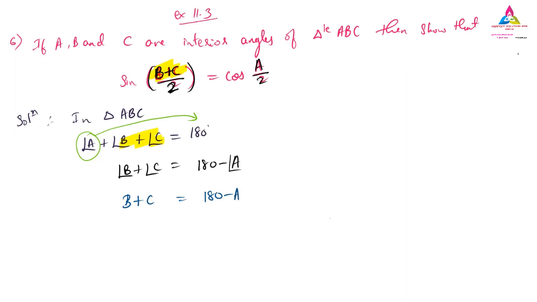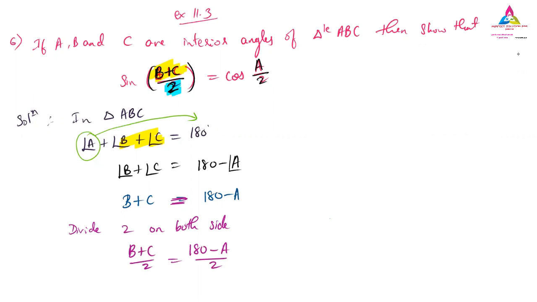Next, very importantly, again you see what we need on the left hand side: we need it divided by 2. So we will divide both sides of this equation by 2, because if you want to add, subtract, multiply or divide, we have to do the same thing on both sides. So divide by 2 on both sides. It will become B plus C divided by 2 is equal to 180 degrees minus A, divided by 2.